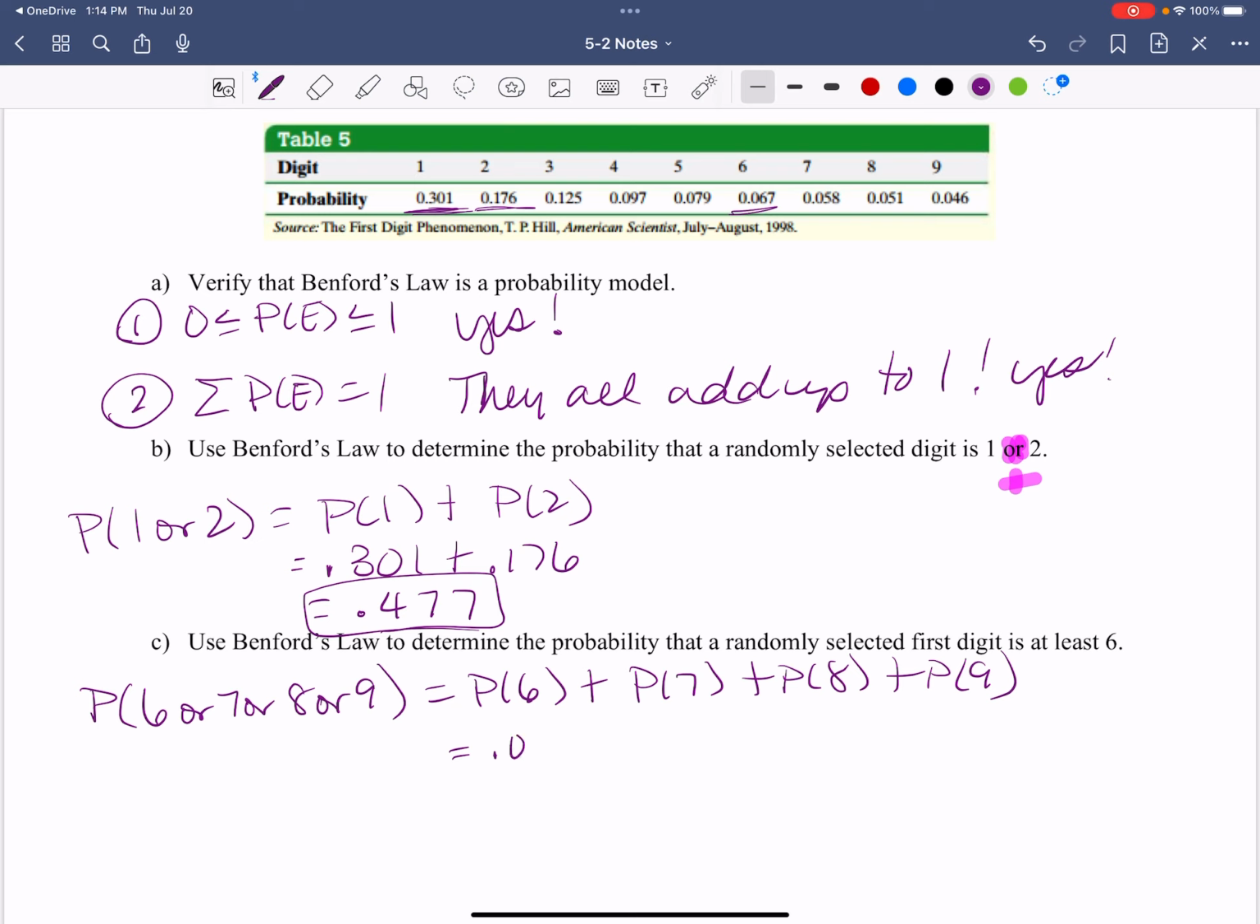Okay, so 0.067, 0.058, 0.051, and 0.046. Get your calculator out. Add all those up. Tell me what you get. 0.222. Nice. Spot on. The key to this is as soon as you see probability, whenever it says the word or, you're going to do addition. Addition takes care of that word or.